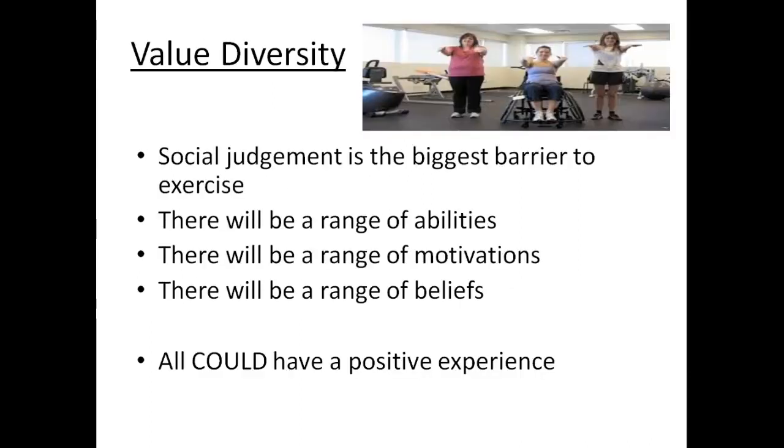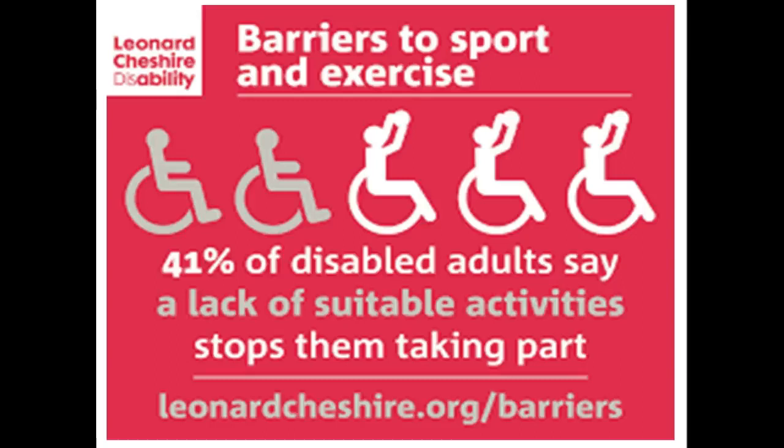So we've got to value the diversity of the group. Social judgment is going to be the biggest barrier to exercise. You're going to have a range of abilities, a range of motivations, and a range of beliefs. And you've got to try and make sure they all have a positive experience. This is really quite challenging. Again, 41% of disabled adults say that they lack a suitable activity, and that stops them taking part. That's nearly half of them not taking part because there's not an activity that's suitable for them.